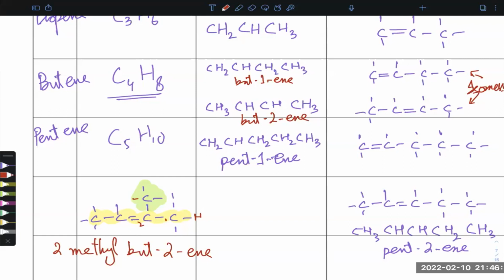Now try to make a branch isomer of this one. उसी तरह 2 मिथाइल करना है. हाँ जी, जैसे कल सीखा था. So try to make a branch isomer of pent-2-ene. Pent-2-ene से कुछ और बनाओ.